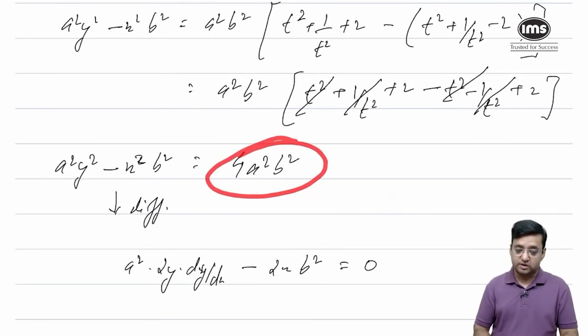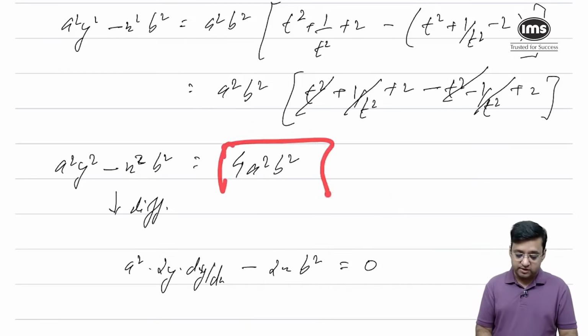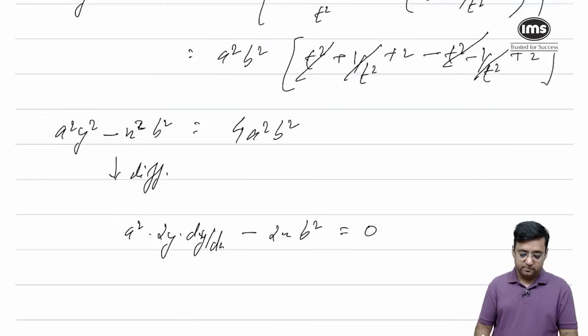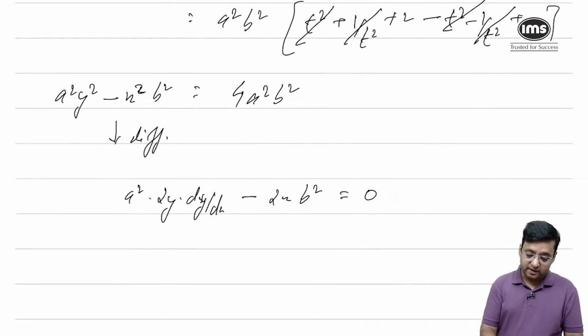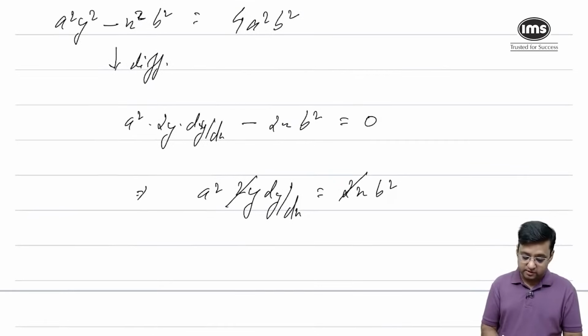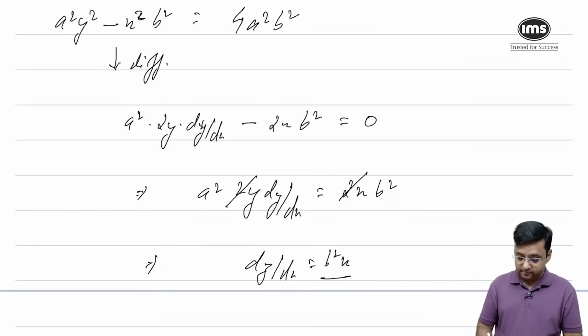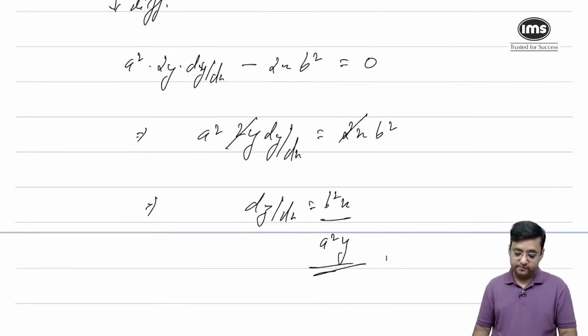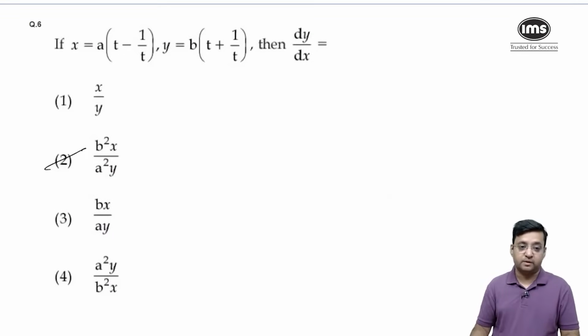Now this is a constant term. When we differentiate a constant term, we will get 0. Now this is going to be very simple now. So we have a square 2y dy by dx equals 2x b square. We are going to cut 2 and we get dy by dx equal to b square x by a square y, correct? I think we have option second one.